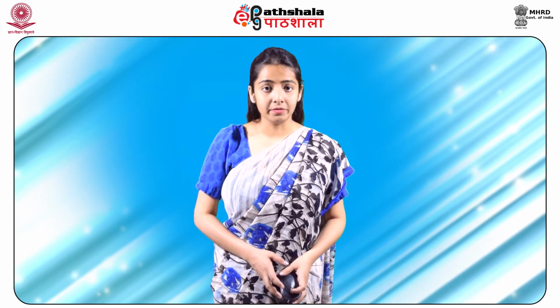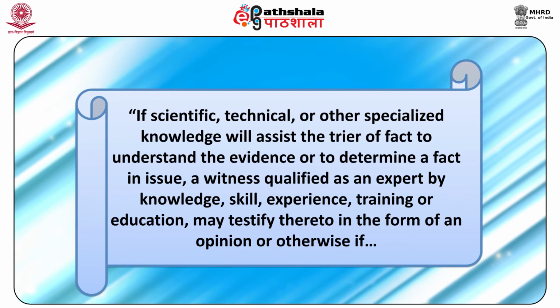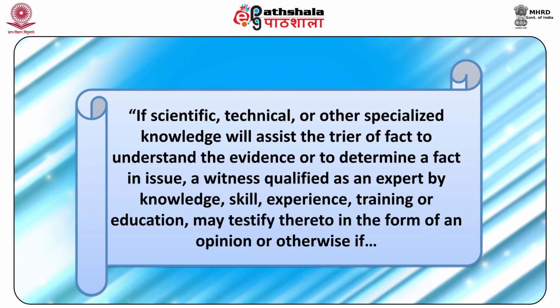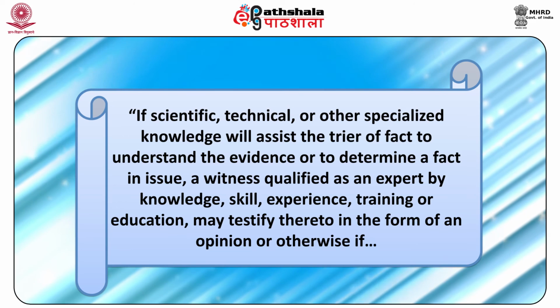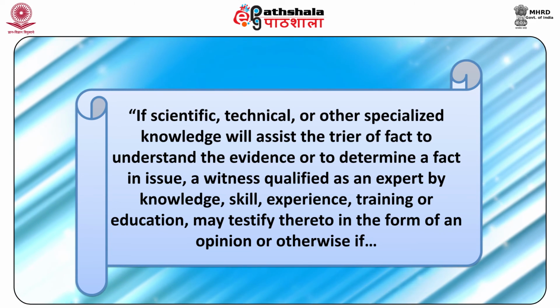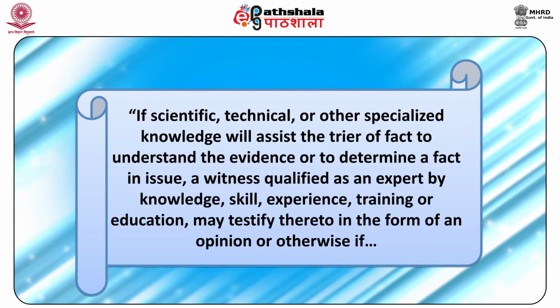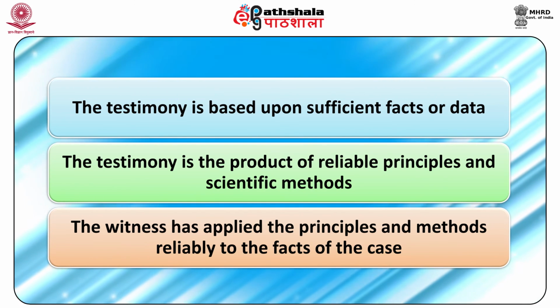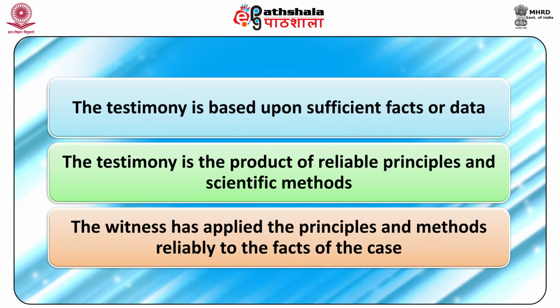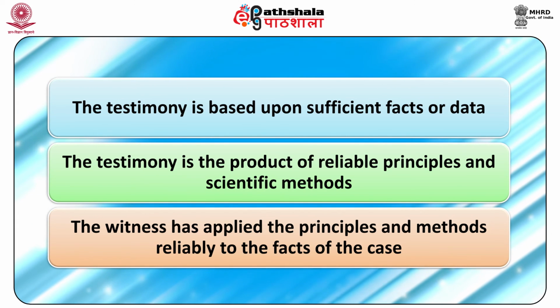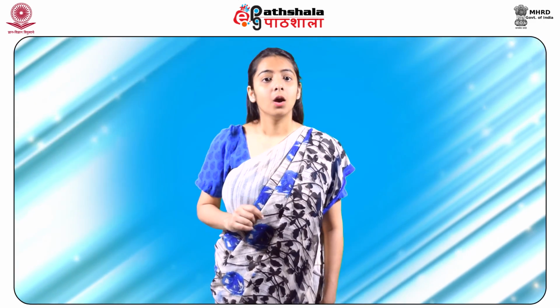Then, in 1975, the Federal Rule of Evidence, which was more liberal in approach, states: if scientific, technical or other specialized knowledge will assist the trier of fact to understand the evidence or to determine a fact in issue, a witness qualified as an expert by knowledge, skill, experience, training or education may testify thereto in the form of an opinion or otherwise, if the testimony is based upon sufficient facts or data, the testimony is the product of reliable principles and scientific methods, and lastly, the witness has applied the principles and methods reliably to the facts of the case. The motive of framing this rule was to elucidate the capability of the experts to choose adequate facts, reliable methods and their proper applications in that particular field while forming an expert's opinion.